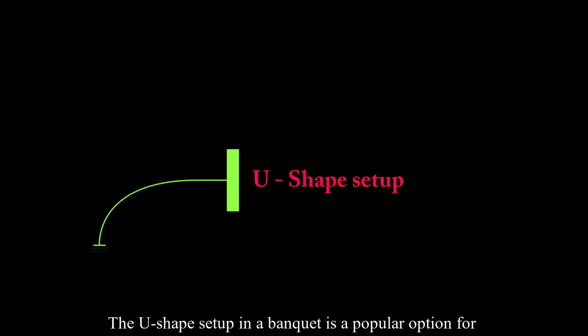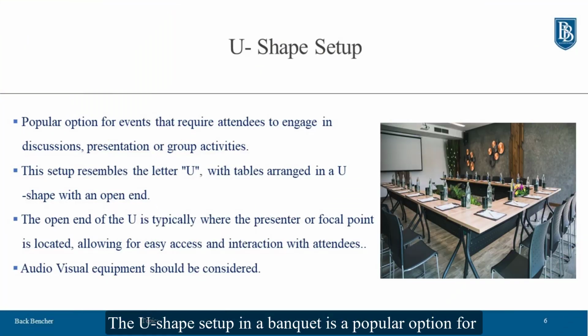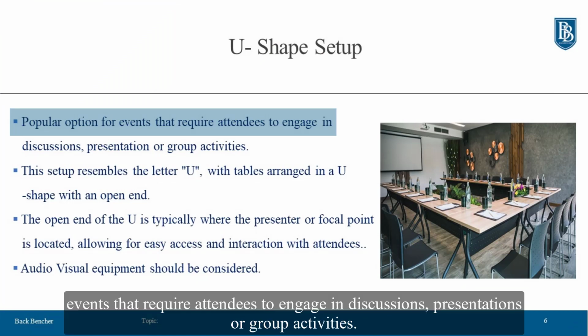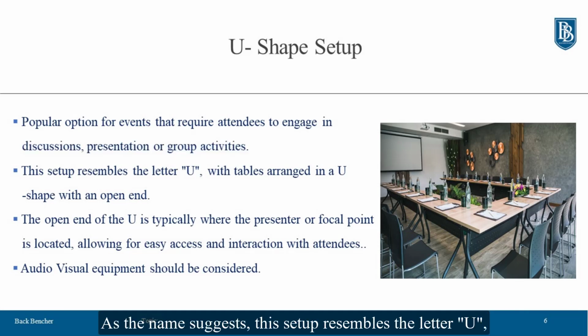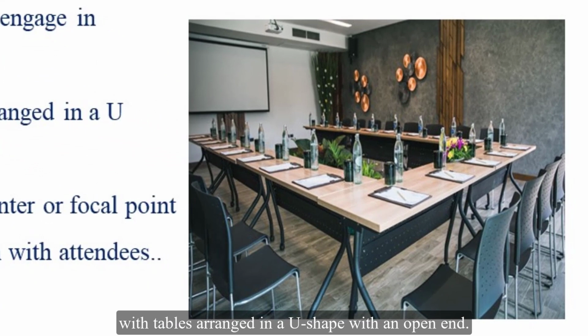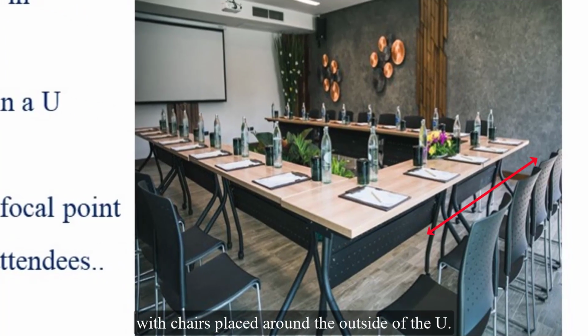Next, move on to U-shaped setup. The U-shaped setup in a banquet is a popular option for events that require attendees to engage in discussion, presentation, or group activities. As the name suggests, this setup resembles the letter U, with tables arranged in a U shape with an open end. In a U-shaped setup, tables are arranged in a U-shape with chairs placed around, outside and inside of the U.